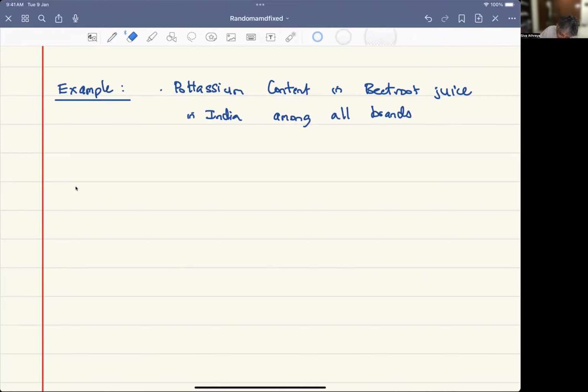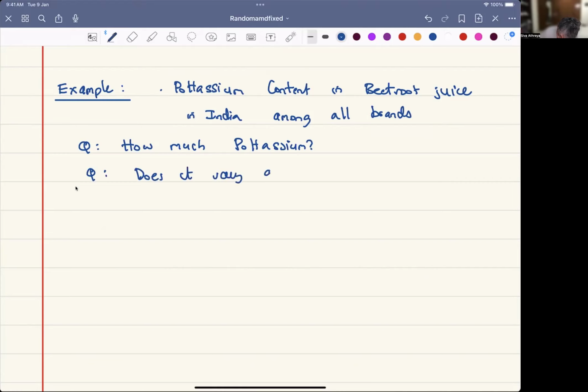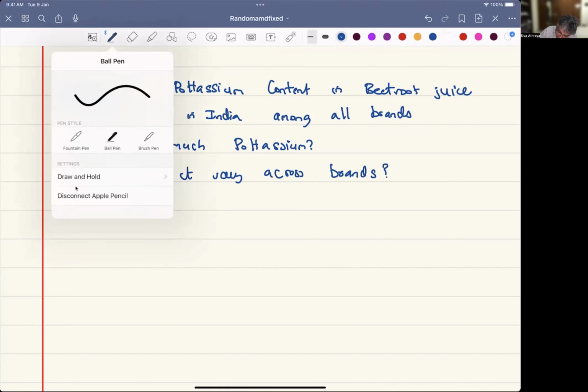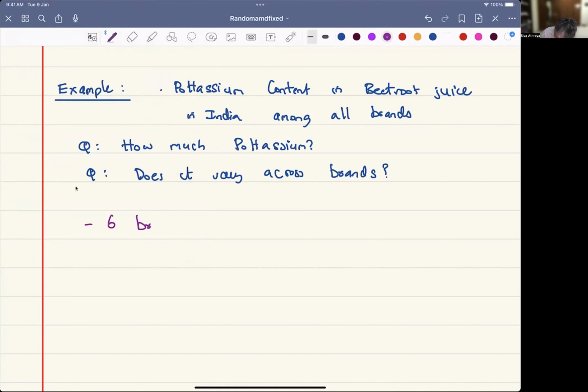Right. So the questions will be: how much potassium is there, right? That's the first thing you want to understand. The second thing you want to understand is, does it vary across brands? Right? There are two things you would like to immediately pick up when you're understanding this potassium content. So let's say there are six. Let's say we sample. So we go and do the experiment. We take 6 brands of beetroot juice.